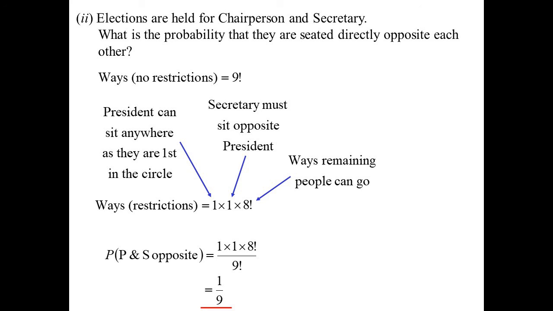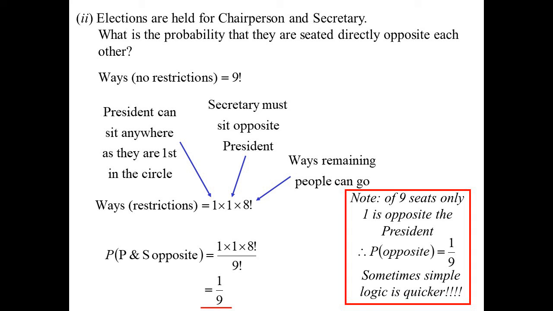Now here's the thing. Hang on a sec. If we think about this logically, the president's going to sit down, and of the 9 seats that are left over, there's only 1 seat that will be directly opposite them. Therefore, there's a 1 in 9 chance that the secretary sits opposite the president. So as I say there, sometimes simple logic will work it out a lot quicker.